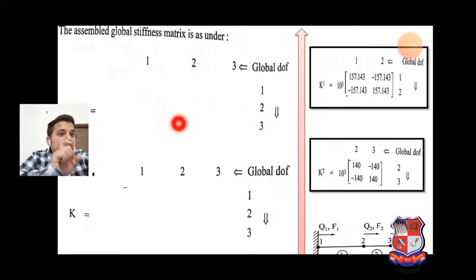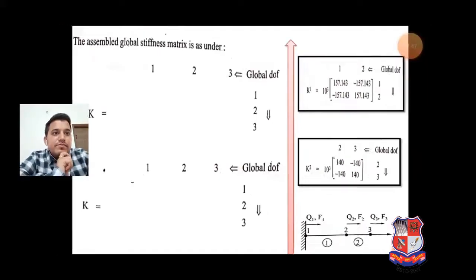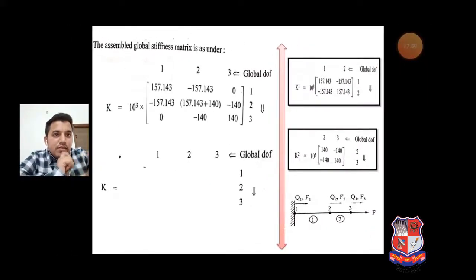If 1 3 is not available, you can observe here that 1 3 is not available, so we can write down 0. So here first we observe the value. Now let's see how it can come. 1 1 is 157.143, we can directly put it.